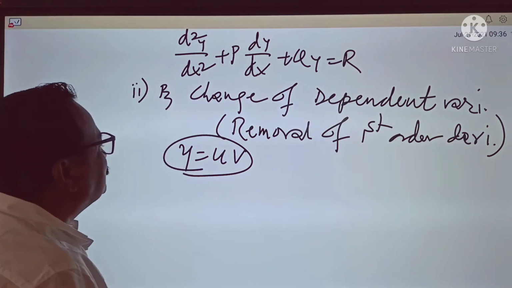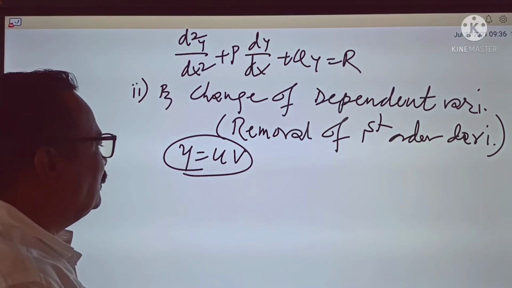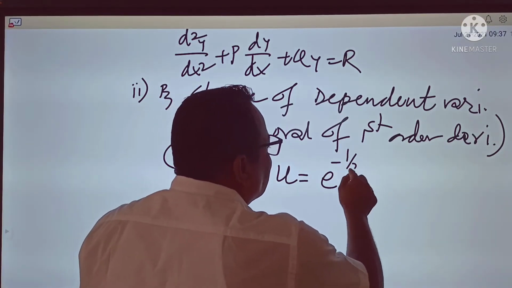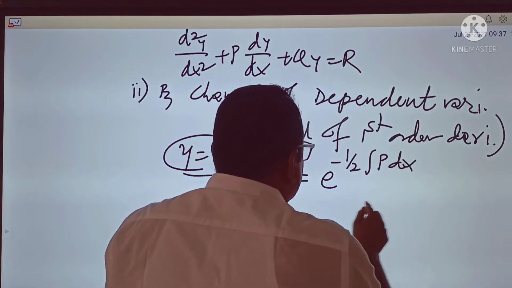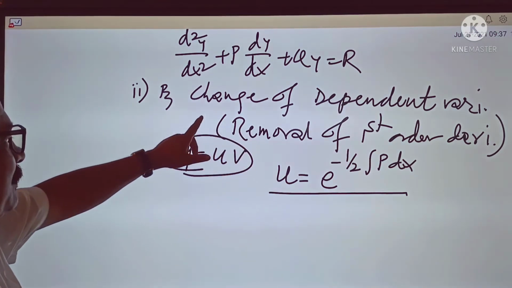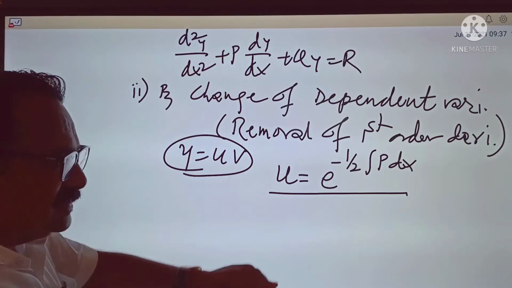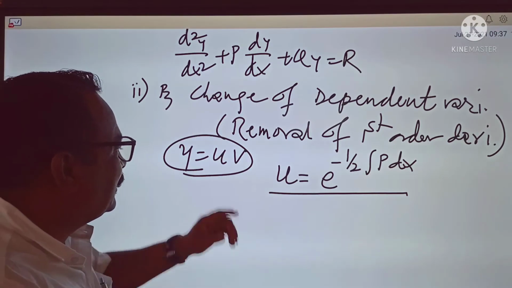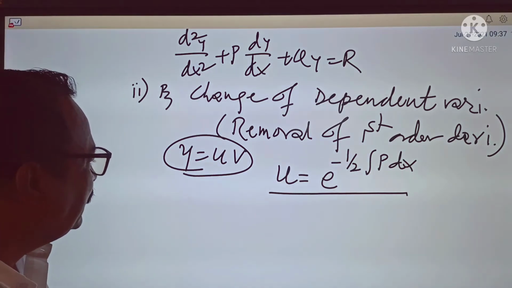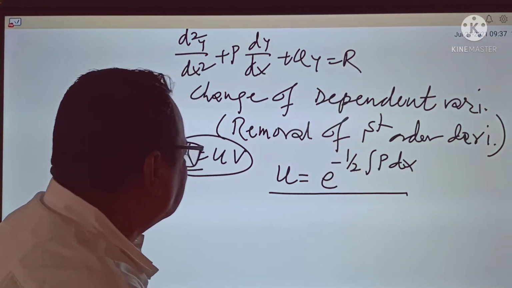So if we put y is equal to uv in this equation and then remove the first order derivative, we get the value of u as e raised to minus 1 by 2 integration of p dx. Remember, this is very important. That is, in the removal of first order derivative or by change of dependent variable, if we substitute y is equal to uv in this equation, simplifying and removing the coefficient of first order derivative, we get the value of u to be e raised to minus 1 by 2 integration of p dx.